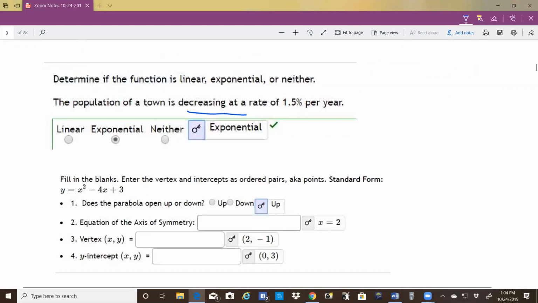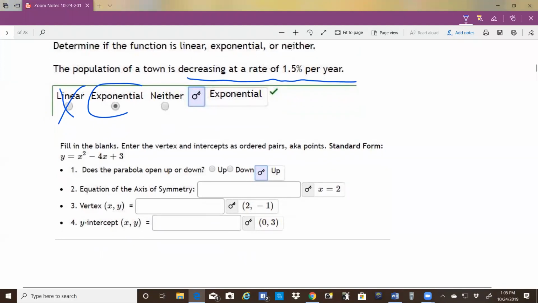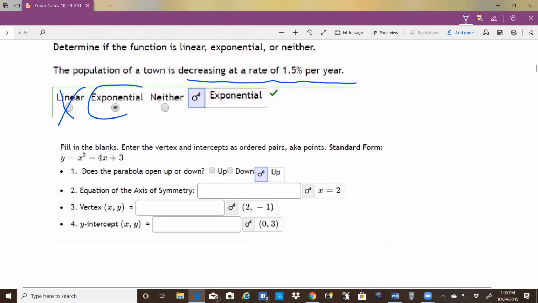The population of a town is decreasing at a rate of 1.5% per year. That is an exponential function, not a linear function. A number thought it was linear. We had a quadratic problem. We needed to find whether it opens up or down. Well, a is positive. It opens up. So it's going to look like that.